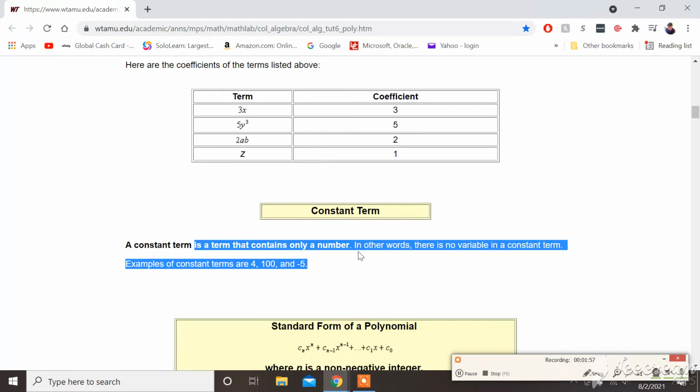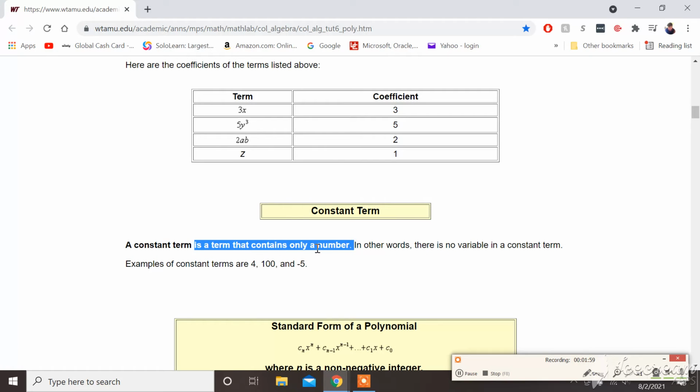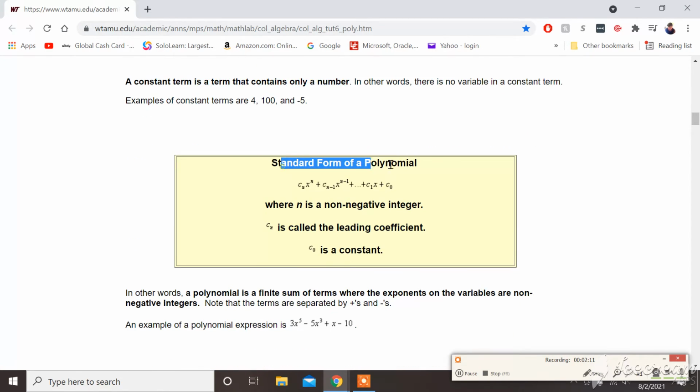A term that contains only a number. No variable. 4, 100, -5. No letters. Standard form of a polynomial.